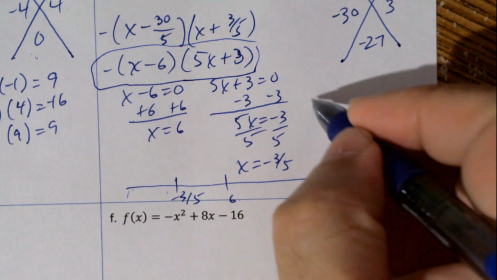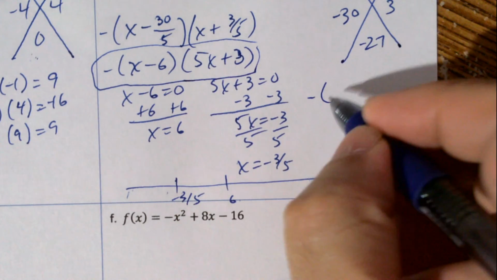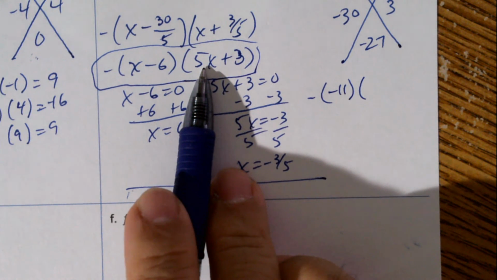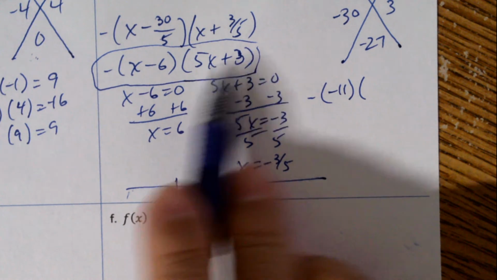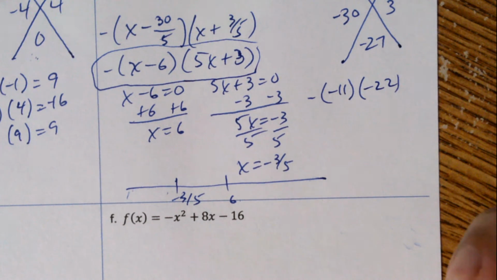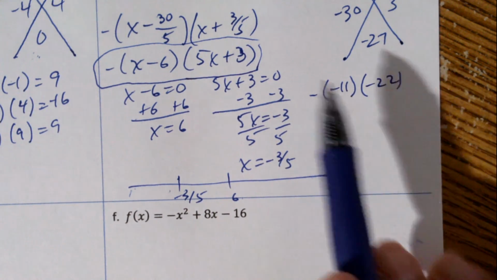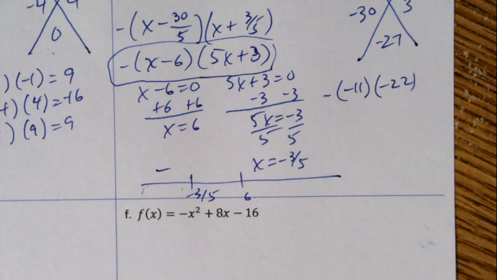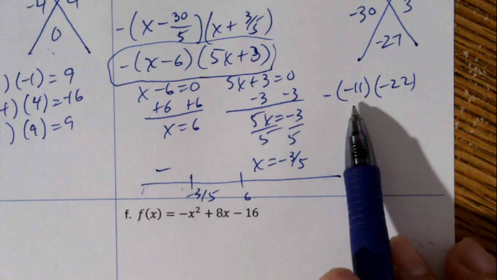Negative 5, so it's negative of negative 5 minus 6 is negative 11, and negative 5 times 5 is negative 25, plus 3 is negative 22, I think. Yeah. All right. And I have 3 negative signs, right? 3 negative signs make a negative. You don't have to work it all out. You don't have to figure out what 11 times 22 is.